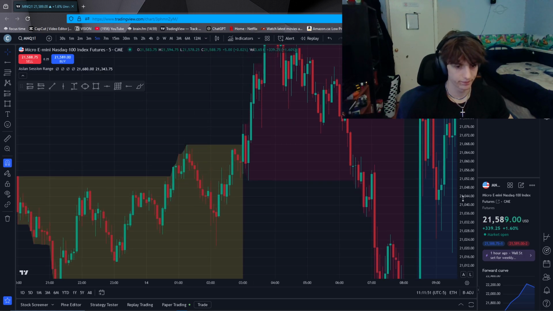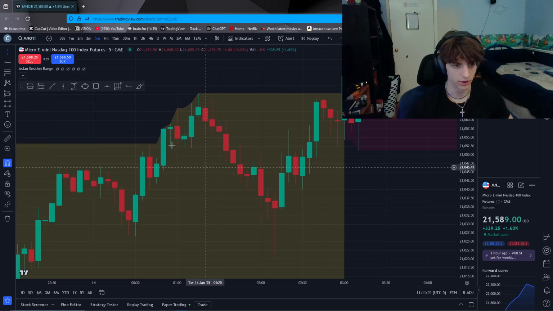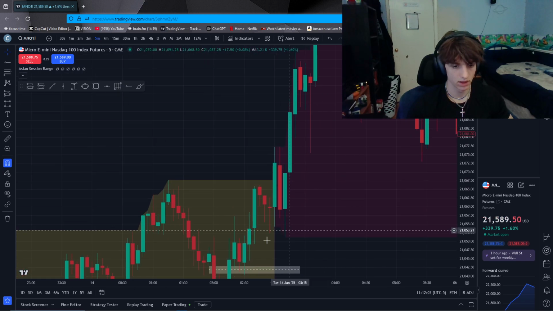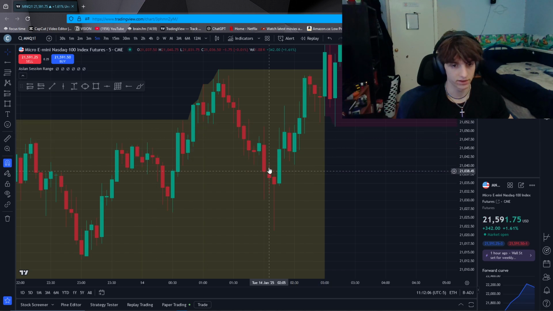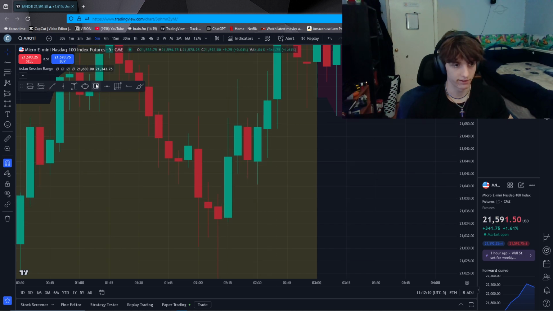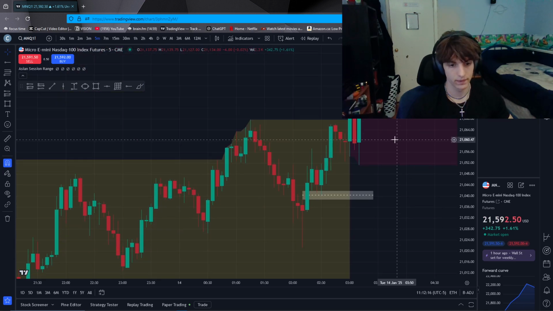Oh, right here. So, fair value gap right here. Let's mark it out. Bam, bam. Close way above it. Rally higher. And look what happens right after we inverse this fair value gap. We create another fair value gap, which we retrace to and rally higher.